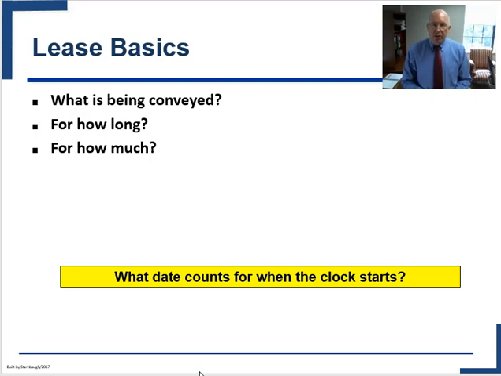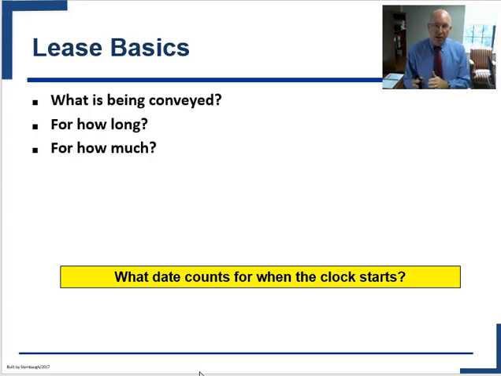There are three basic elements to the lease: what's being conveyed, for how long, and for how much. Here's an interesting quirk about the lease. When is it, what date does it all kick off? It's actually the date on the top of the lease, not the date that it's signed and not the date that it's recorded. So you have to pay attention to that date on top.